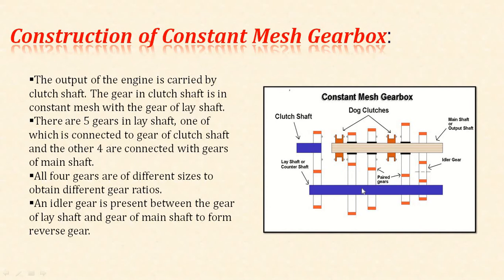The first gear engages with the input shaft, then second, third, fourth, and this is the reverse gear, the fifth gear on the lay shaft, one of which is connected to the gear of the clutch shaft, and each of the other four gears is mounted on the main shaft. This is the first one, second one, third one, and fourth one, connected with the gears of the main shaft. All 4 gears are of different sizes to obtain different gear ratios. And the idler gear, you can see the idler gear is here, is present between the gears of the lay shaft and main shaft for the reverse gear.